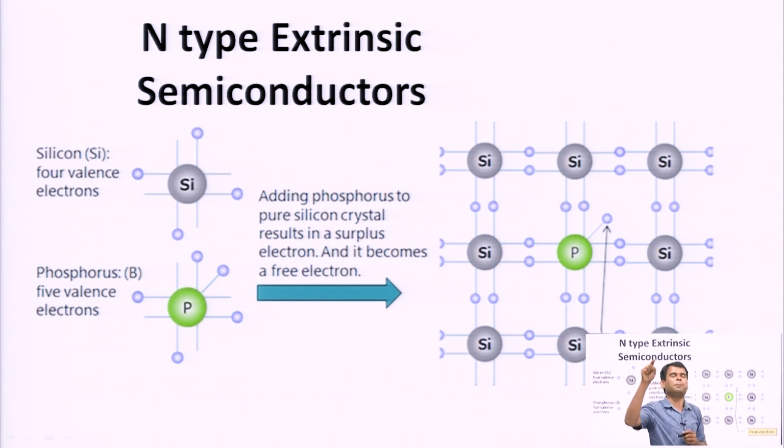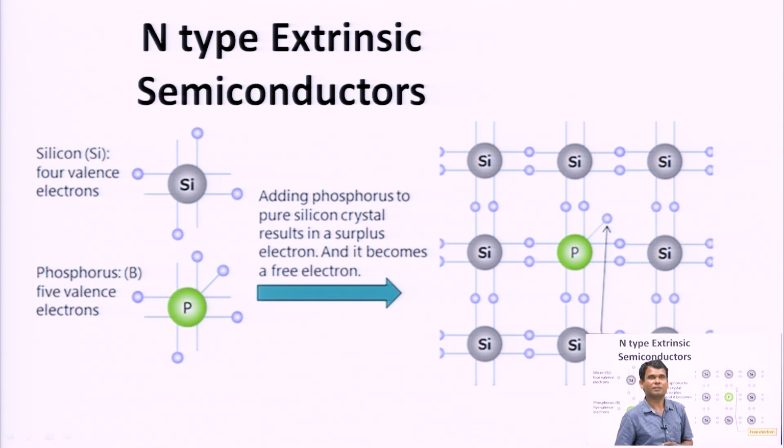This means that the 15th electron is extra for phosphorus. This means that the phosphorus atom can easily donate the 15th electron, or you can say the 5th valence electron. After donating this 5th electron, it will become a positive ion. That is why the phosphorus pentavalent atom is known as a donor ion. And here electrons are majority carriers and holes are minority carriers.